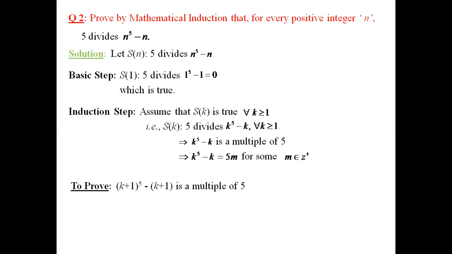Now, what is to be proved? We need to prove the resultant for statement S of k plus 1. So in order to prove the resultant is true for k plus 1th term, this is what we are supposed to prove. We need to prove 5 divides k plus 1 whole power 5 minus of k plus 1, which is one and the same as writing that k plus 1 whole power 5 minus of k plus 1 is a multiple of 5. So in this expression form, we will be always able to write down the given term.